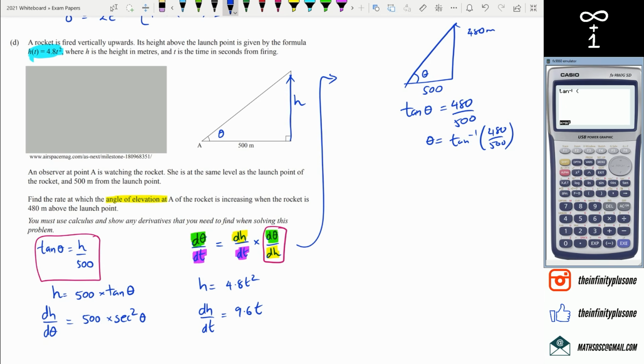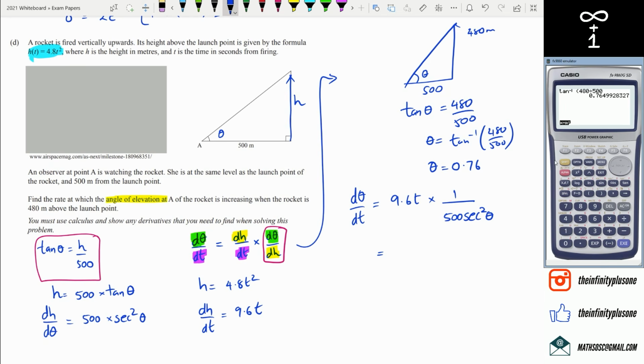So inverse tan of 480 divided by 500, that's going to give me 0.76. So now I've got the angle. Now I'm actually going to work out what d theta dt is. Now dh dt is 9.60 multiplied by dh d theta. Now that's actually 1 over 500 sec squared theta.